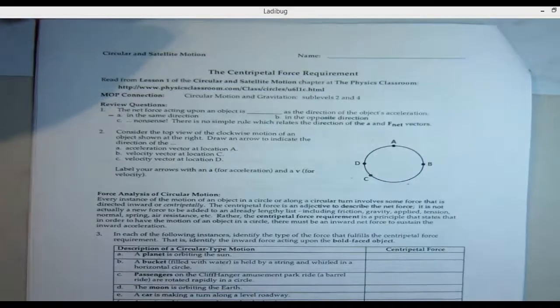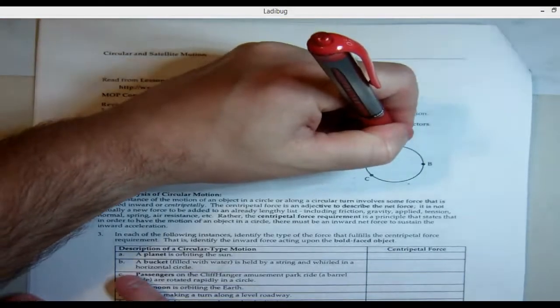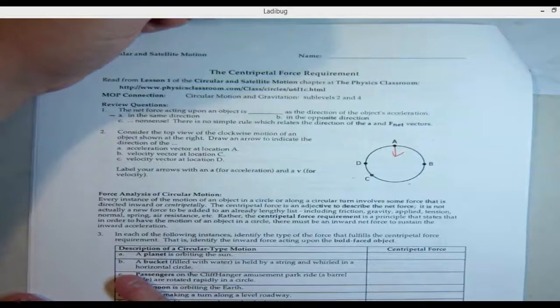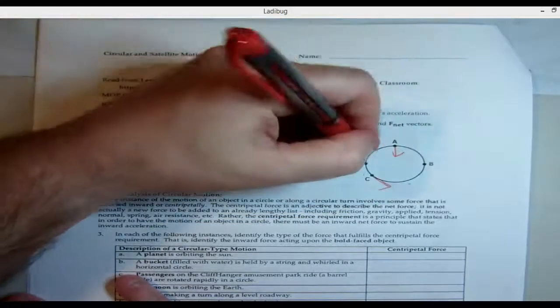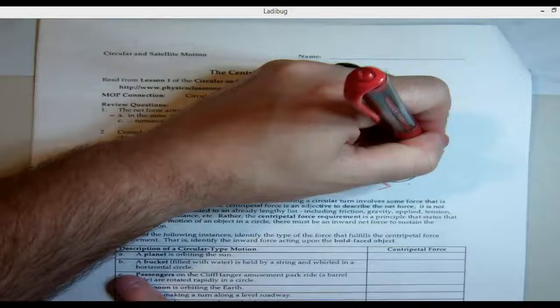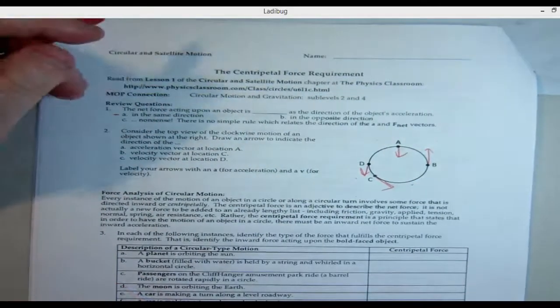Consider the top view of a clockwise motion. Draw an arrow indicating the direction of the... Acceleration is always going to be inside. Velocity is just going to be tangent, whatever direction it is. Easy. Label, and so on, I'm not going to worry about that. All right, let's look at number 3.